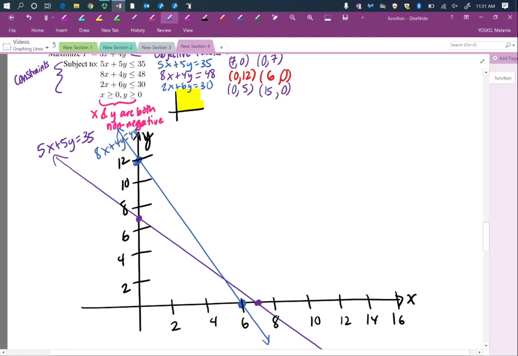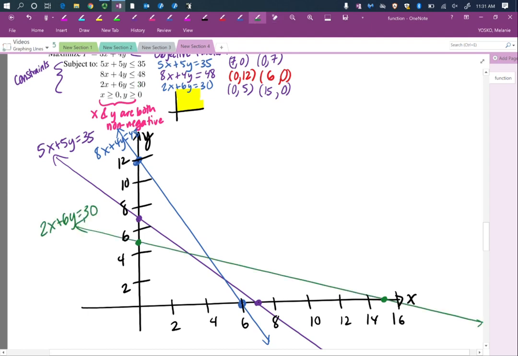Let's do the last one. 2x plus 6y equals 30. We're going to plot (0, 5). So 5 is between 4 and 6. And (15, 0). 15 is between 14 and 16. We're going to connect that again with a solid line because there is an equal part with our inequality.